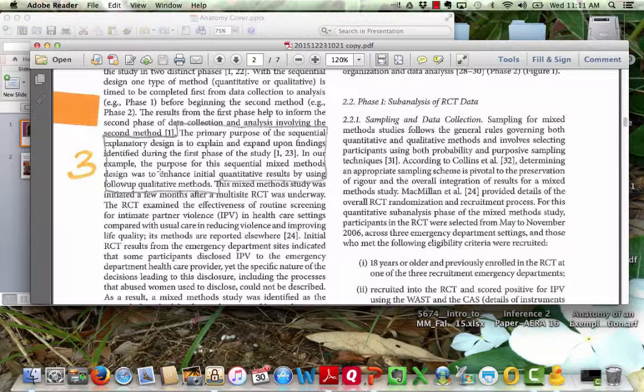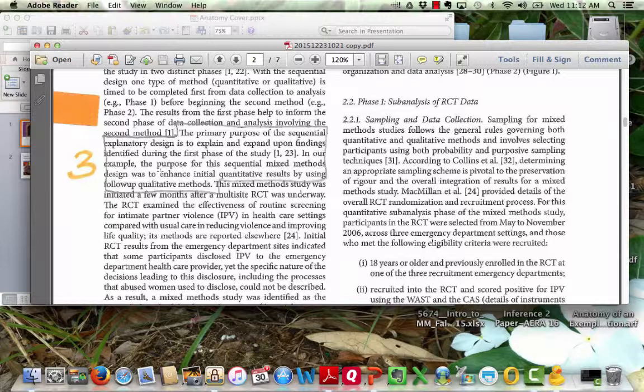This particular article uses the qual and quant in a classic way. The quant results probably left the researchers a bit perplexed. And then they use the qualitative results to answer the why question. That's a classic combination. So the quantitative results revealed sort of a counterintuitive finding.